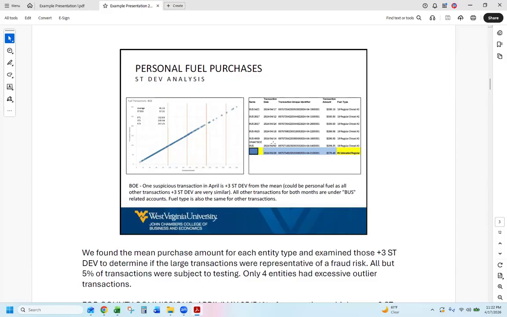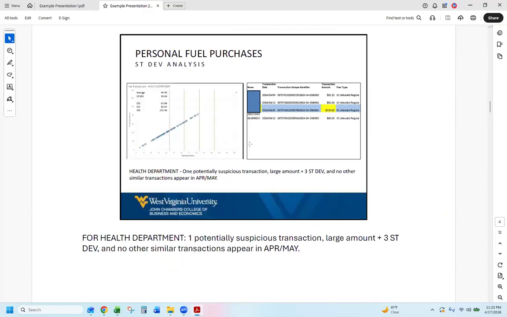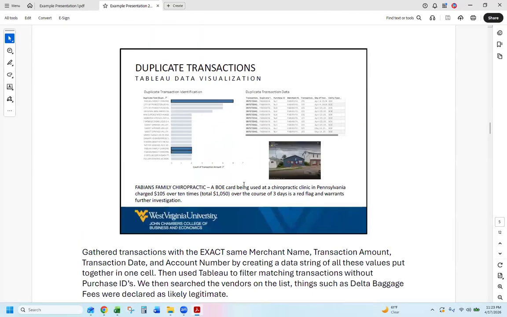But anyway, they thought of something and tried to go a little above and beyond to put together something interesting, and so I liked it. This was a nice ad. More stuff on the fuel purchases.